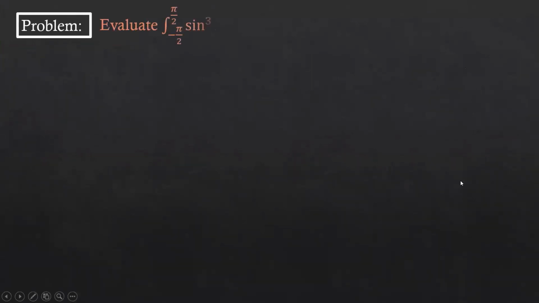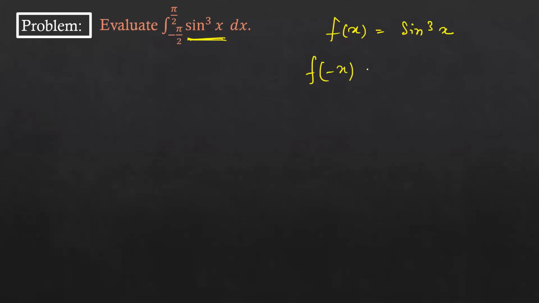So now we take up the second type of problem, the formula for the odd-even type. Whenever this type of integration occurs, from minus pi by 2 to pi by 2 of sine cube x dx, this is a symmetric form, and this is a sine cube term. So your f of x will be sine cube x. Just check whether it is even or odd. That means you take f of minus x. What will it give?